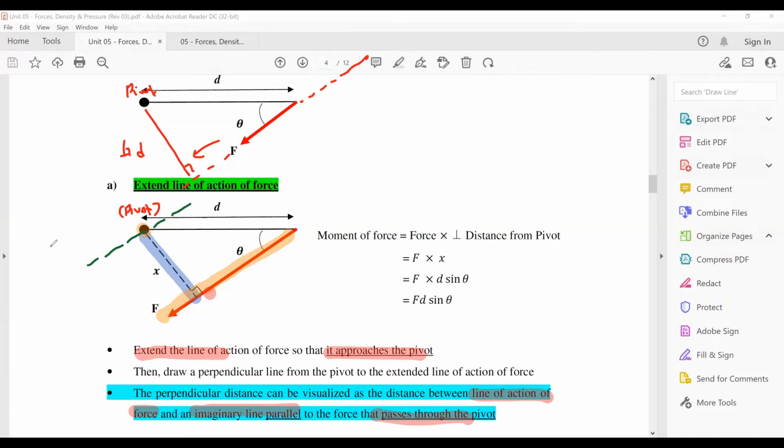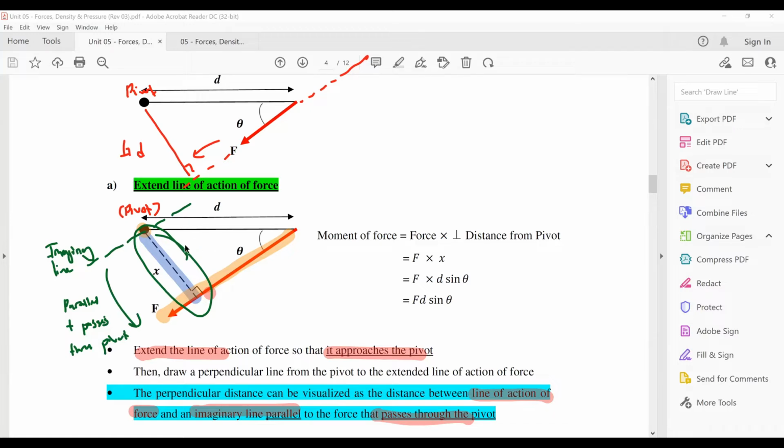You draw an imaginary line that is parallel to this one and passes through the pivot. Then you'll be able to see very clearly what the perpendicular distance is. So if you're lost on how to determine the perpendicular distance, just draw an imaginary line through the pivot and make sure it's parallel to the force that you're looking at. You'll be able to see very clearly what the perpendicular distance is, right?